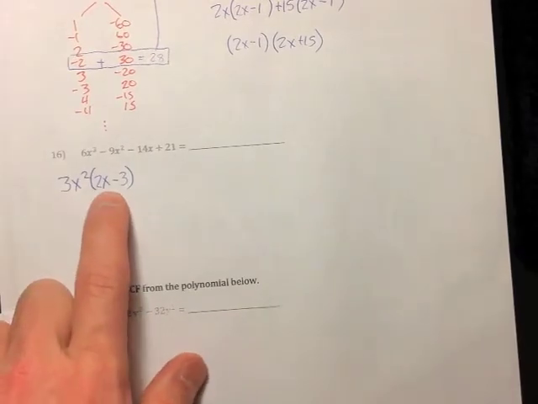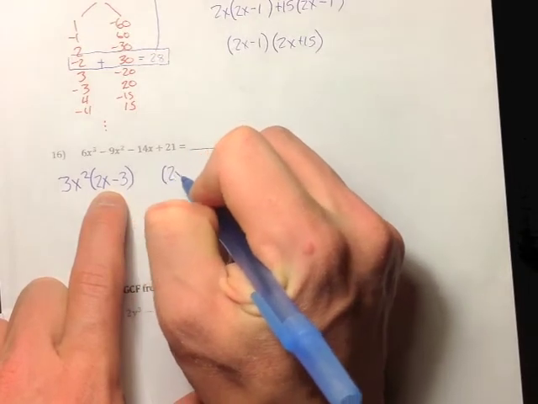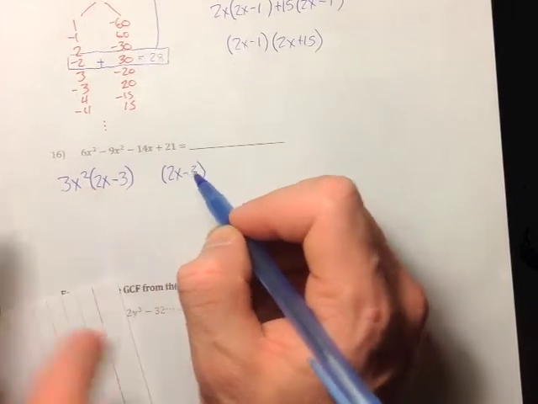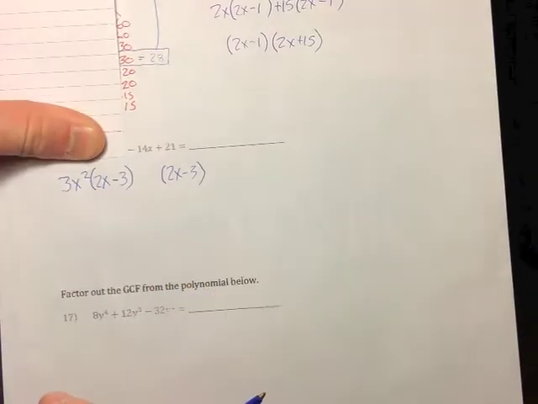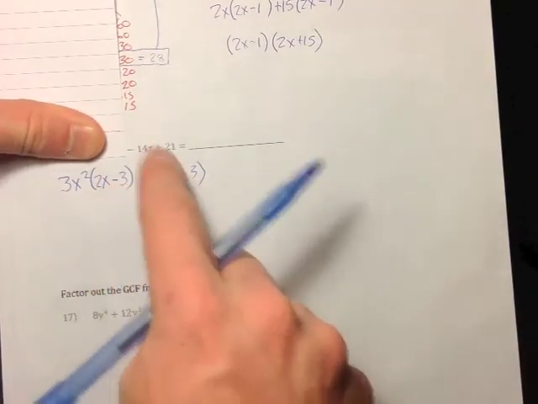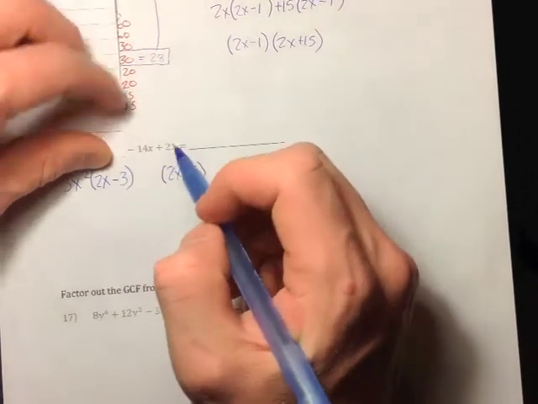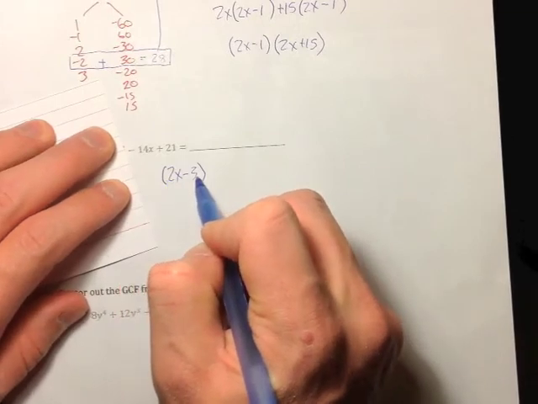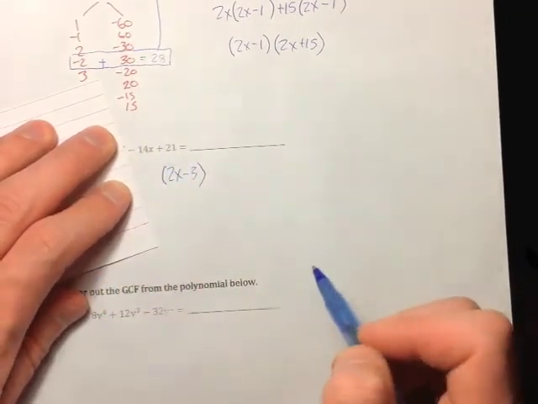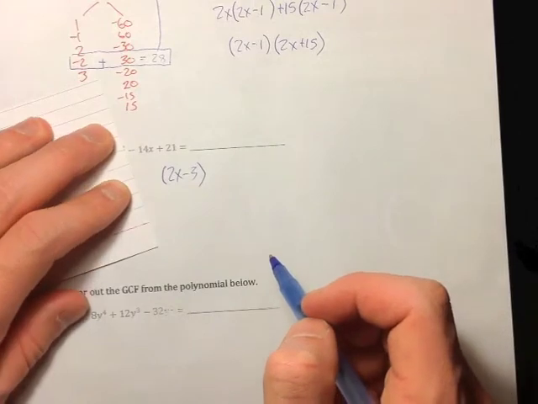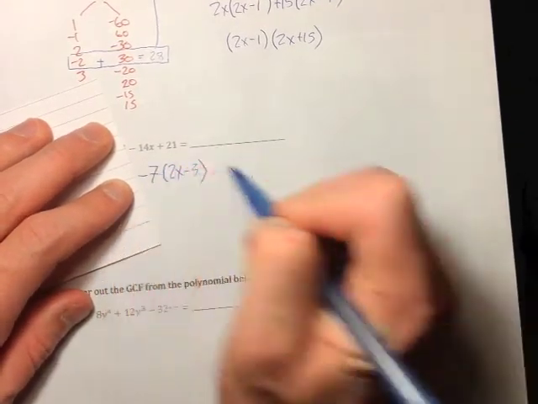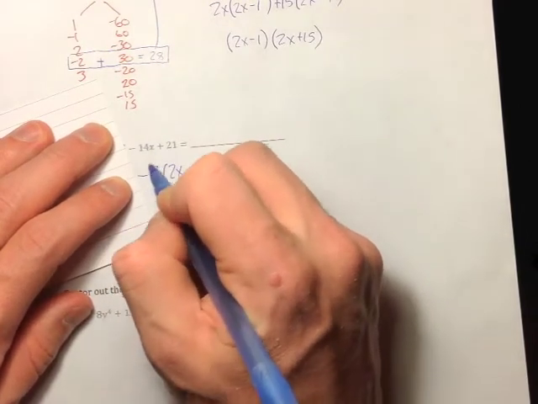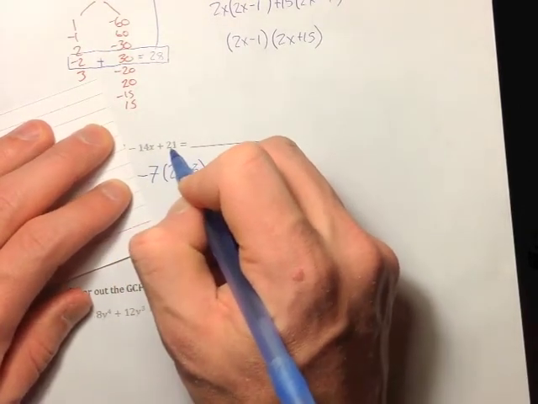Here, I know that we're going to need to have 2x minus 3. I know that that needs to be one of the factors of the last 2 terms here in order for me to be able to factor out the common binomial here. So what do I need to multiply by 2x minus 3 in order to get back the original? Let's see, negative 7, right? Negative 7 times 2x is negative 14x, and negative 7 times negative 3 is positive 21.